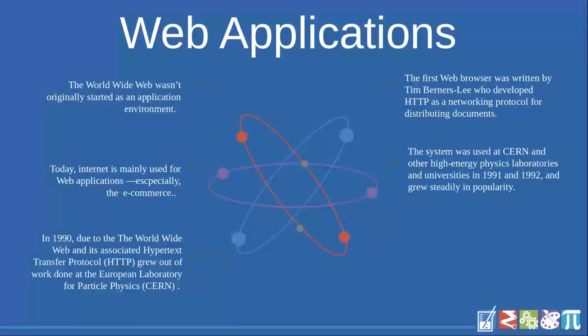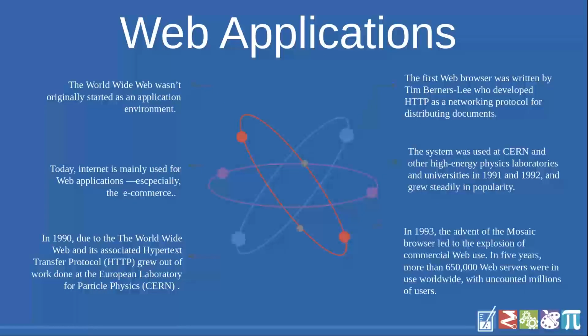And the system was used at CERN and other high-energy physics laboratories and universities in 91 and 92, and it grew steadily in popularity. In 93, the advent of the Mosaic browser led to the explosion of commercial web use. In 5 years, more than 650,000 web servers were in use worldwide with uncounted millions of users. So this is about web applications, and the Mosaic browser is the one which developed Firefox.